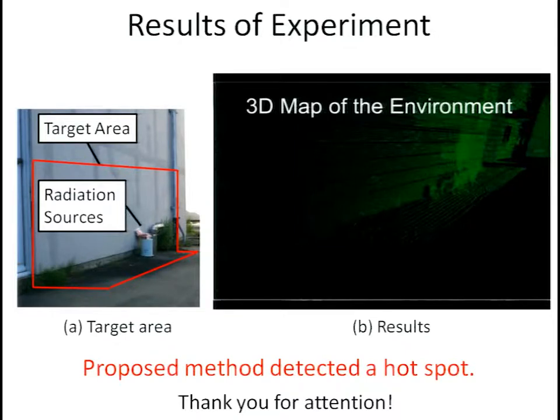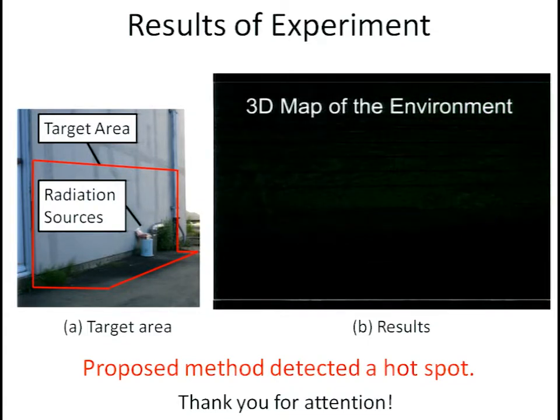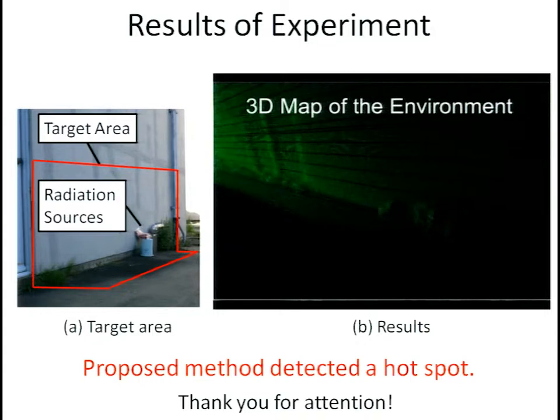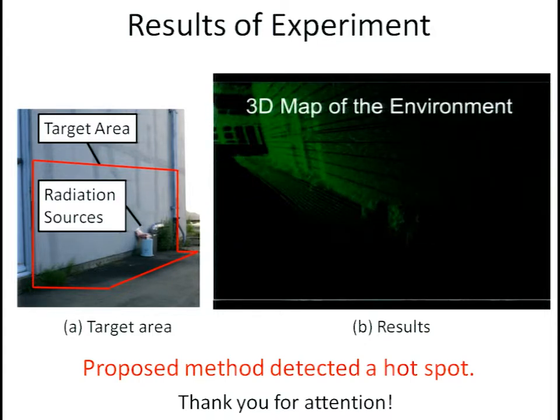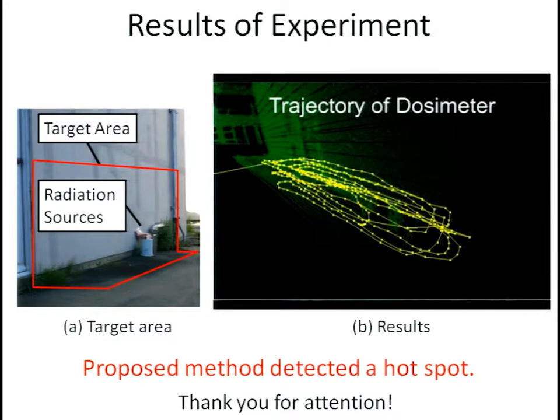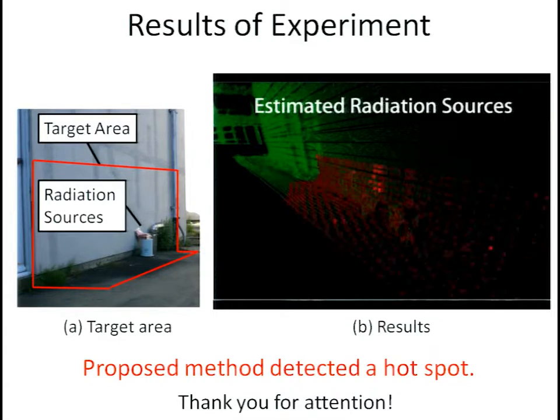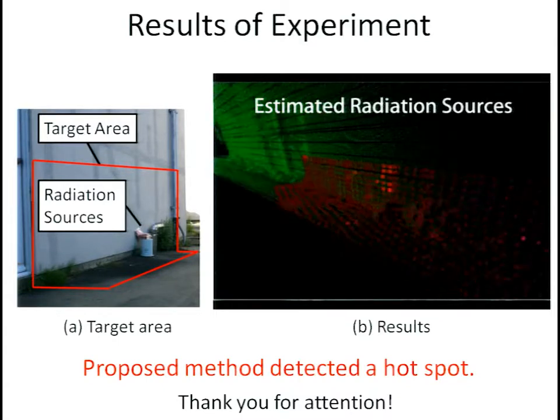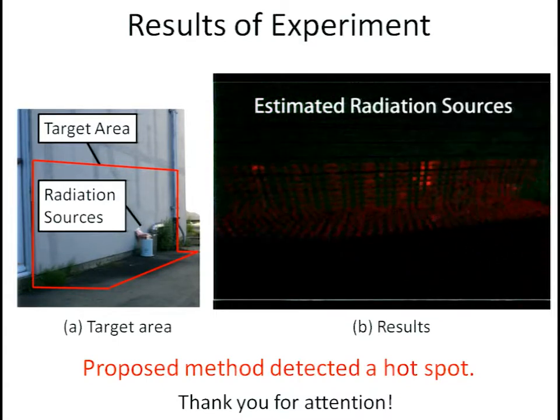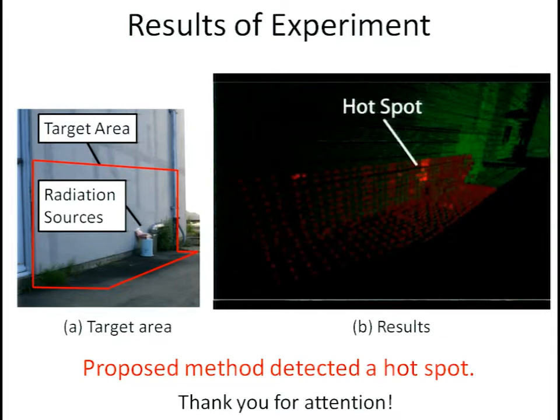This is one of the results of the experiments. The left picture shows the target area. In the movie, the green point cloud shows the 3D map of the environment. The yellow line shows the trajectory of the dosimeter. And the red point cloud shows estimated radiation sources. This shows that the proposed method can estimate radiation sources.